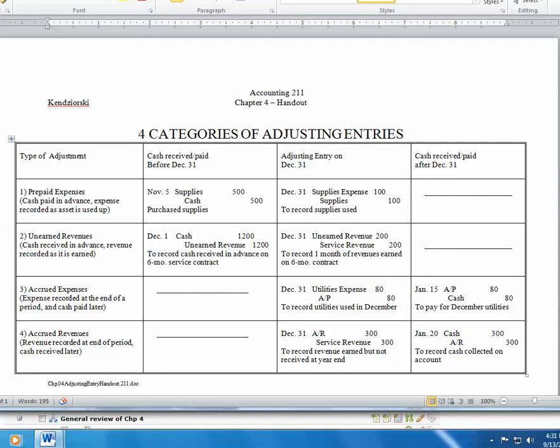In the next video, we're going to go through each of the categories and we'll look at a brief example of each one. Then I've got another handout posted for you at our e-learning site to give you some additional examples so you get lots of practice with this concept.